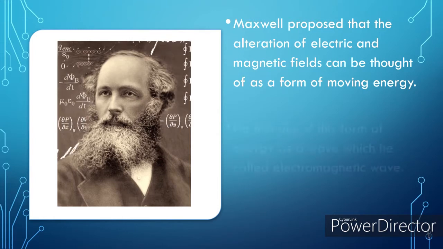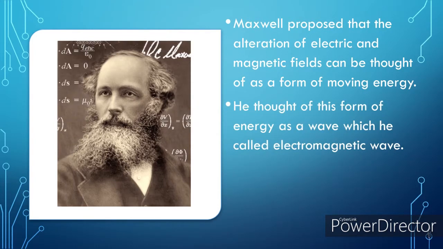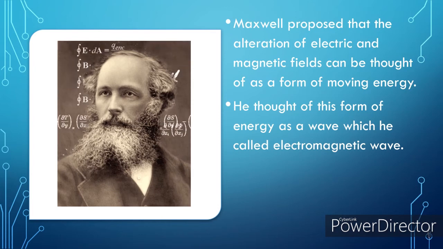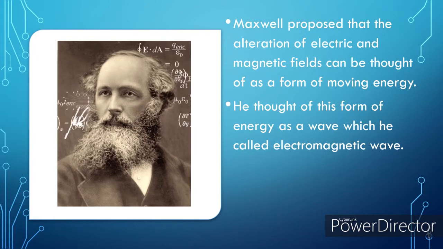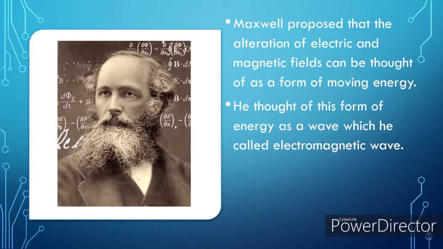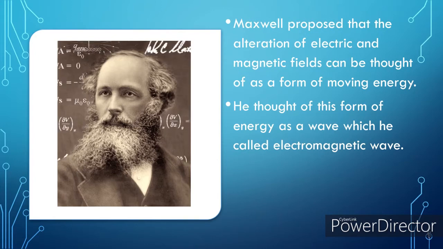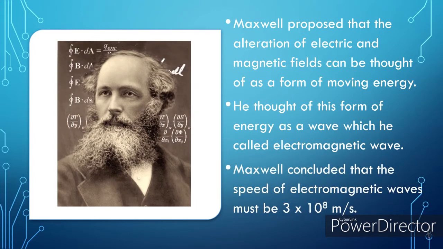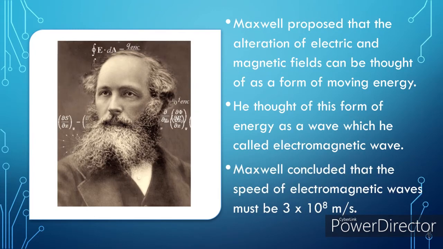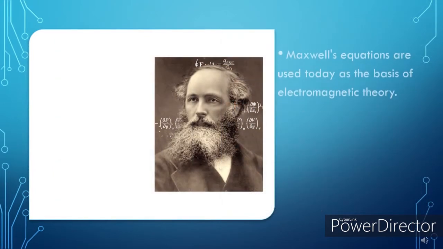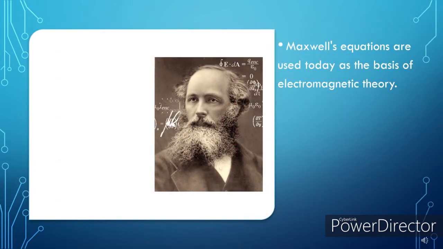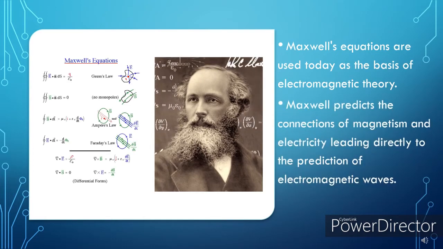Maxwell further thought of this form of energy as a wave which he called electromagnetic wave. Using mathematical computation based on his theoretical assumption and the numerical result of Faraday's experiment, Maxwell concluded that the speed of electromagnetic wave must be 3 × 10^8 meters per second. Maxwell's equations are used today as the basis of electromagnetic theory. Maxwell predicted the connection of magnetism and electricity, leading directly to the prediction of electromagnetic waves.